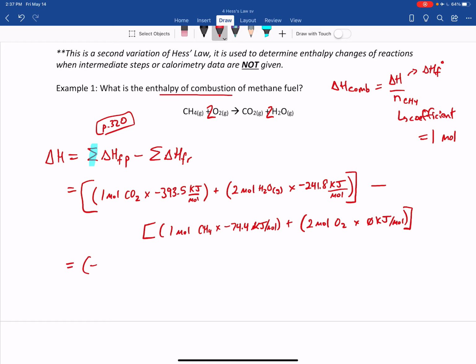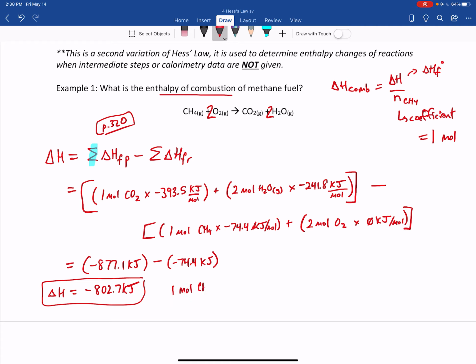We'll simplify it by looking at the products first. Negative 635.1 kilojoules, and notice how the moles went away. Take away negative 74.4, so you're just evaluating each square bracket. The square brackets tell us to work within those first and then simplify this step. So we get an enthalpy change of negative 802.7 kilojoules. Now we have to keep in mind this is, as per the coefficients, for 1 mole of CH4.